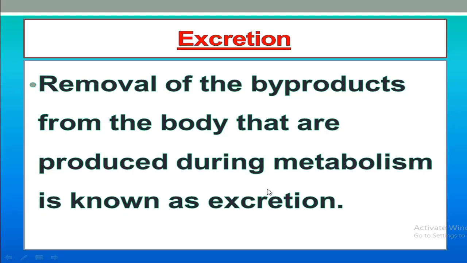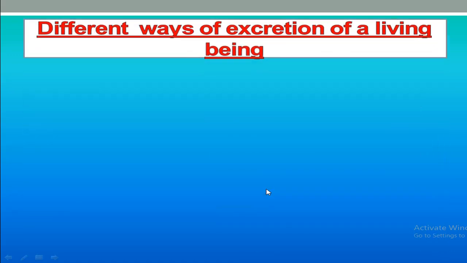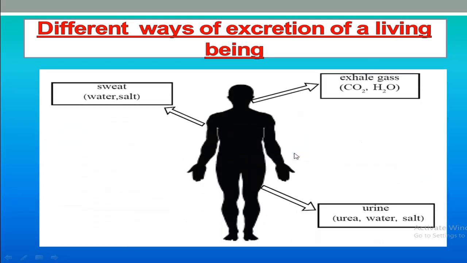Right, now we have learned what is meant by excretion. Then we will go to the different ways of excretion of a living being. One method of excretion is sweat. Through sweat, water and salt are removed. The other one is exhaled gas. Through exhaled gas, carbon dioxide and water are removed from our body. The next one is urine. Urea, water and salt are removed from the body as urine. Those are the different ways of excretion: sweat, exhaled gas and urine.